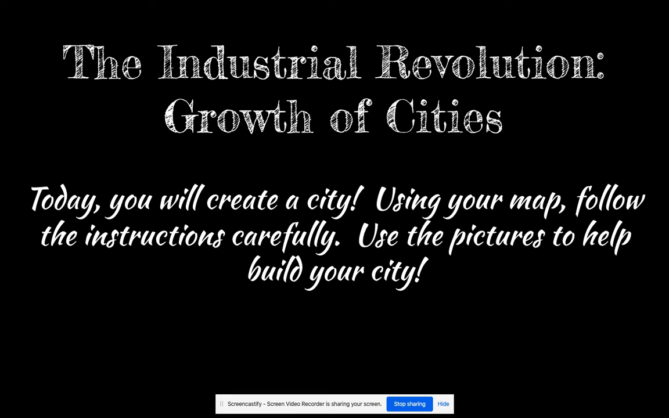So we're going to build a map. Basically, we're going to build the map of a city, but we're going to show you how that city got its start. So pay attention, follow the instructions, pause the video so that you can draw the stuff, that sort of thing, and kind of work on your sizing a little bit if you need to as we go.